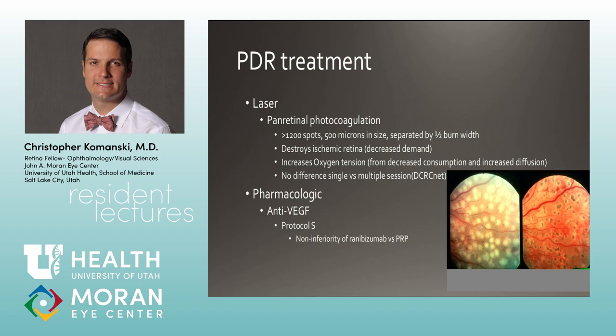What's very interesting is that a couple of years ago, Protocol S from the DRCR Network was released, and that was a non-inferiority trial of ranibizumab versus PRP, so Lucentis versus PRP. And there have been many papers that have come out afterwards because the trial did conclude that you could use ranibizumab as treatment for PDR, and that those patients, when you did an area under the curve analysis, had improved vision through a year, and then at 2 years it pretty much regressed back to the mean.